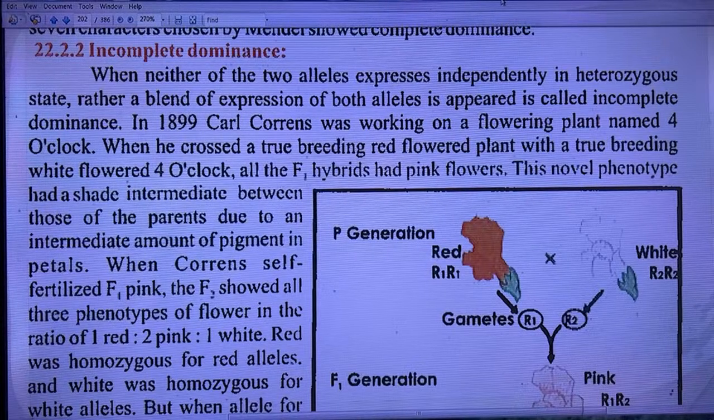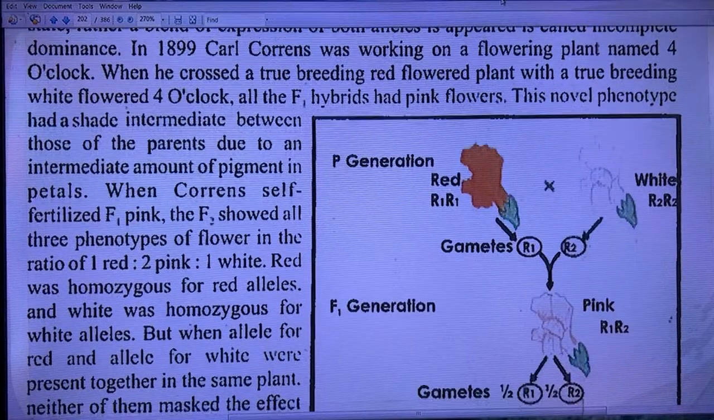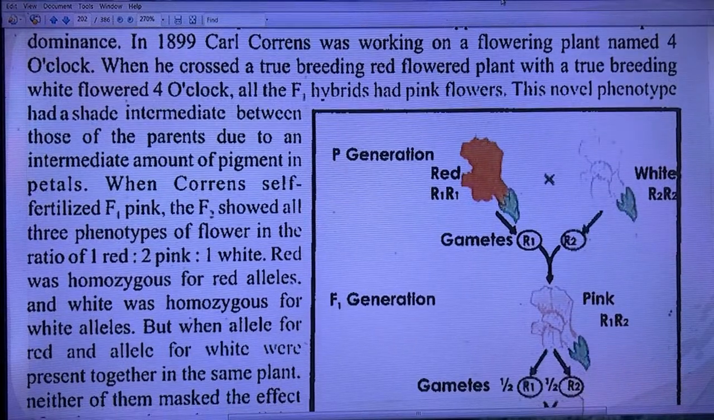This novel phenotype had a shade intermediate between those of the parents due to an intermediate amount of pigment in petals. When the F1 pink plants self-fertilized, the F2 showed all three phenotypes of flower in the ratio of 1:2:1. One red, two pink, one white. Red was homozygous for red alleles and white was homozygous for white alleles.